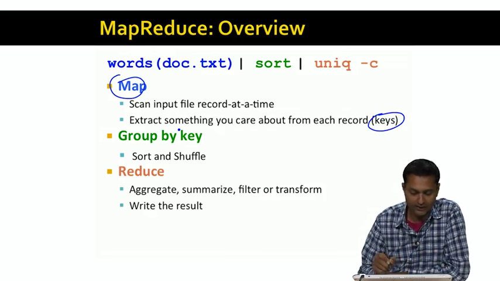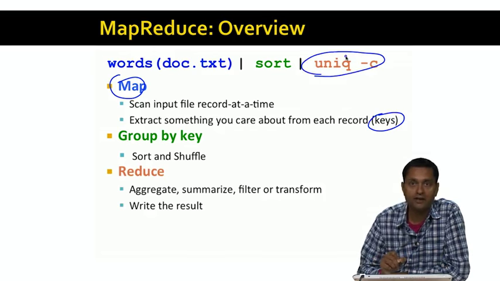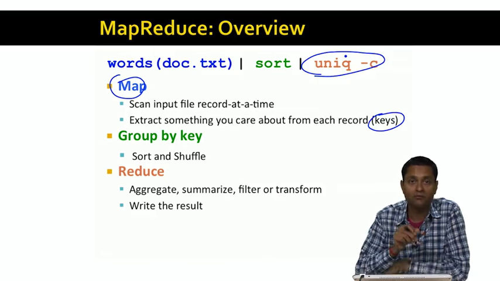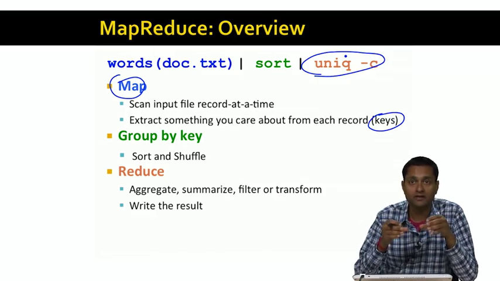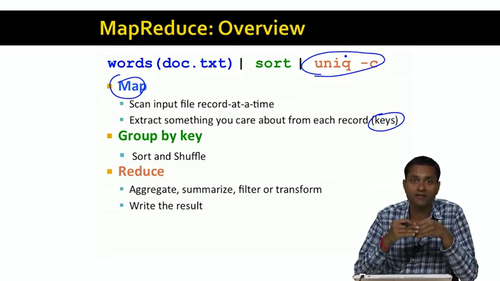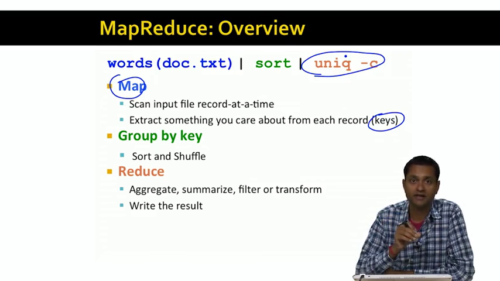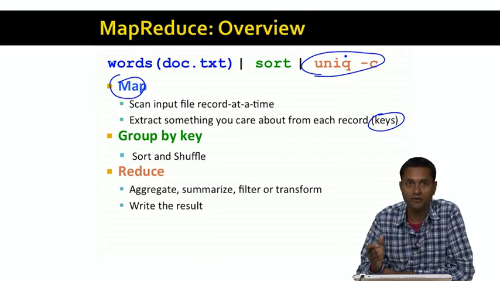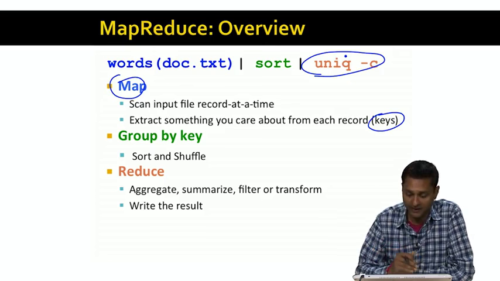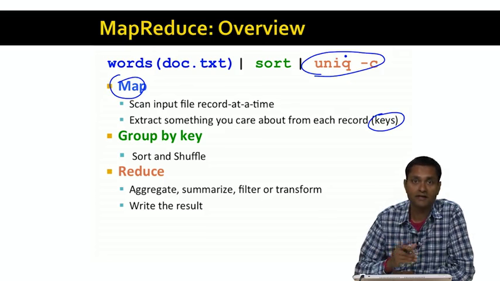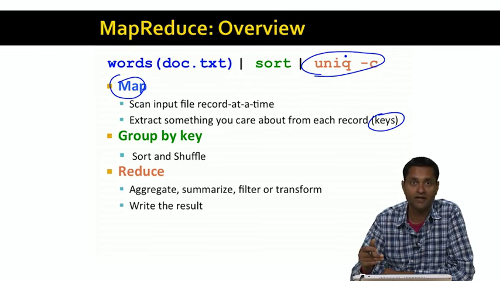And the third step is the reduce step. That's the reduce piece of MapReduce. Once the reducer looks at all the keys with the same value, it runs some kind of function. In this case, it counted the number of times each key occurred, but it could be something much more complicated. And once it does that kind of analysis, it has an answer which it then writes out. Okay, so this is MapReduce in a nutshell.